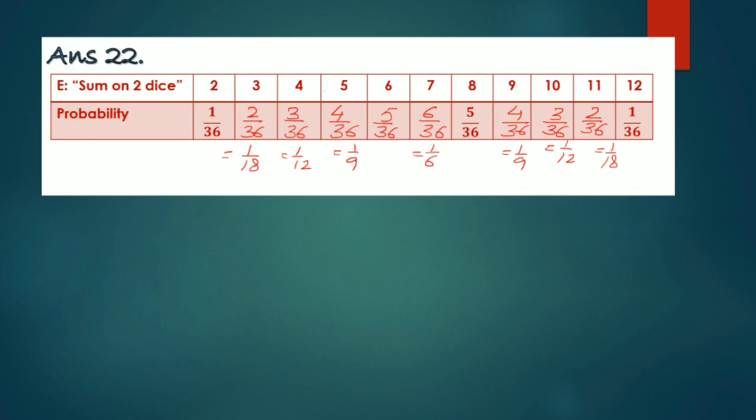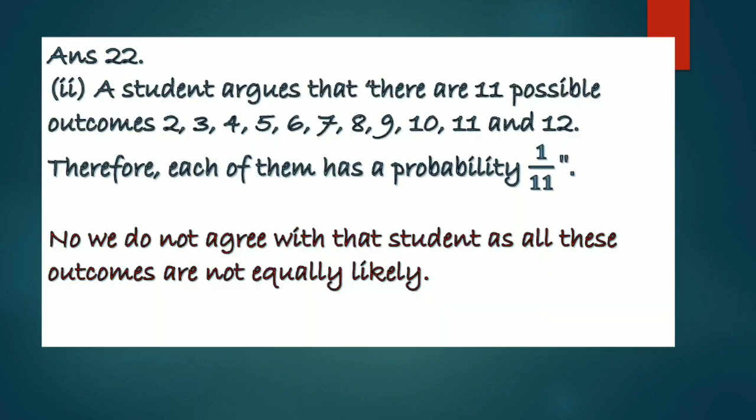So the student is incorrect on this. I have written its answer. When the student was arguing this, the answer is no. We do not agree with that student, as all these outcomes are not equally likely, because every probability was different. So the events are not equally likely, and the student's statement is not correct. Now let's move to the next question.